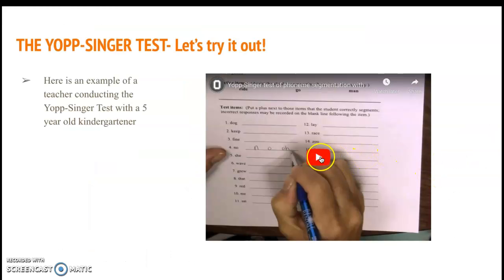So here is an example of a teacher conducting the Wopsinger test with a 5-year-old kindergartner. We won't watch the whole video, but we want to give you guys a little example of what it looks like really in a classroom.